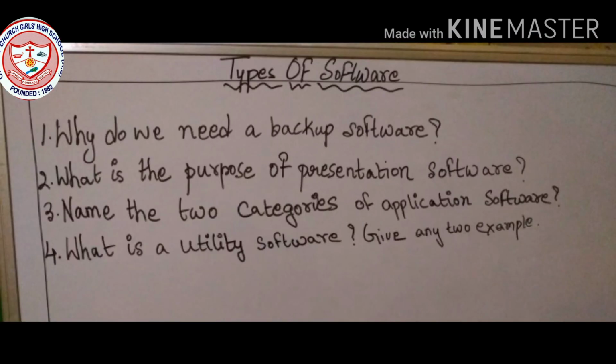Do the following question answers on your own. Number 1, why do we need backup software? Number 2, what is the purpose of presentation software? Number 3, name the 2 categories of application software. Number 4, what is utility software? Give any 2 examples. Go through the chapter very carefully.